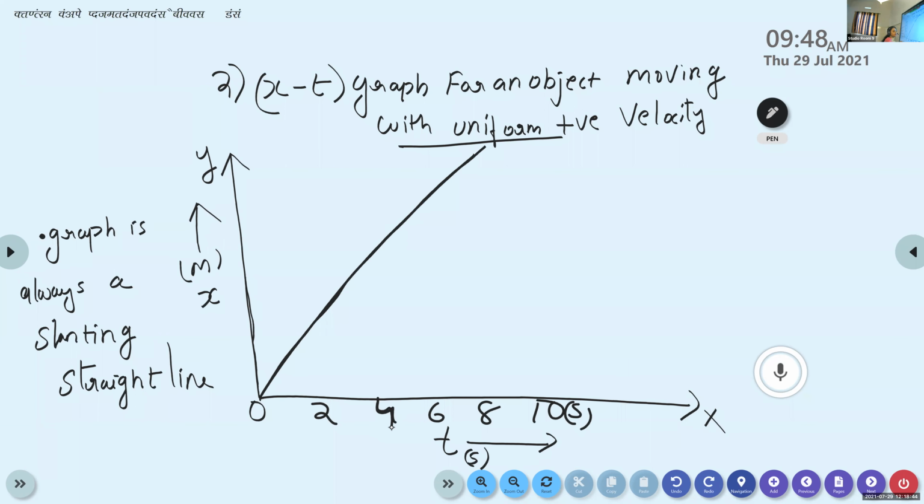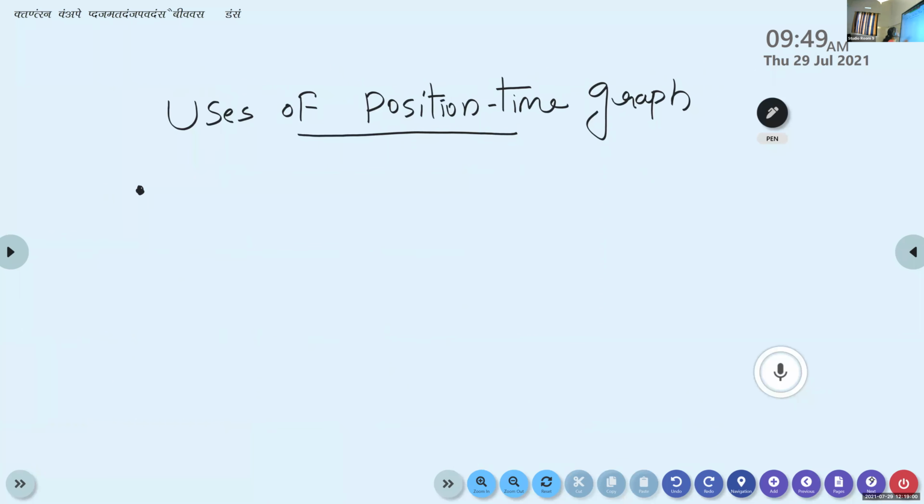I want to find out the position of an object at 4 seconds. So I obtain it from this graph. Here is the exact position. Suppose it is at 5 meter. So at 4 seconds, the position of the object is at 5 meter. So the first and foremost use of the position time graph is to find out the instantaneous position of an object.